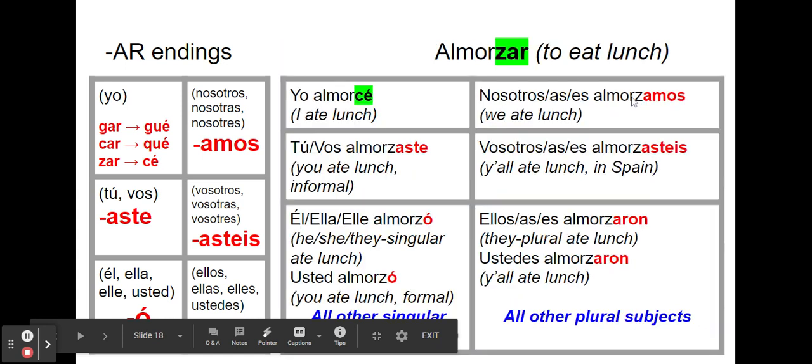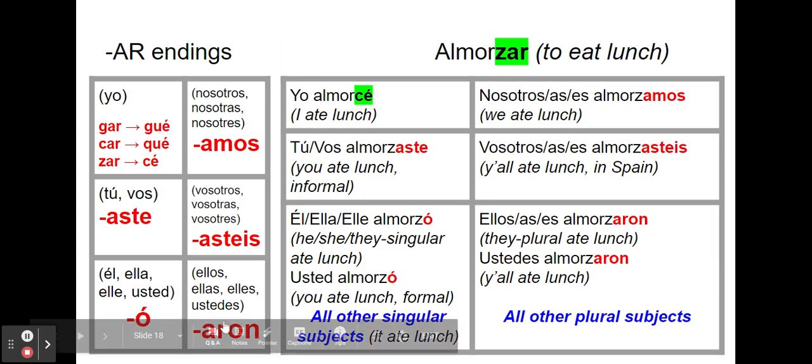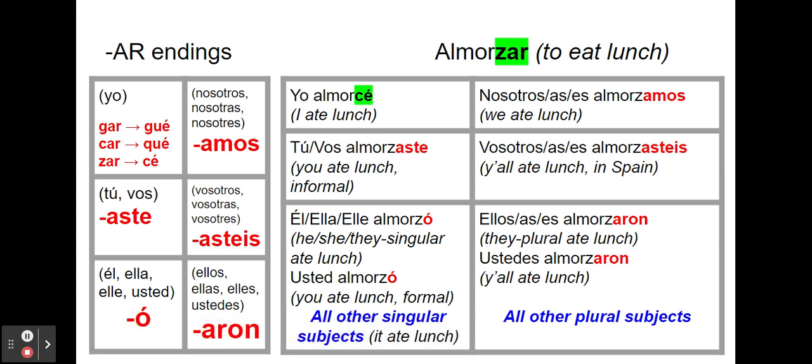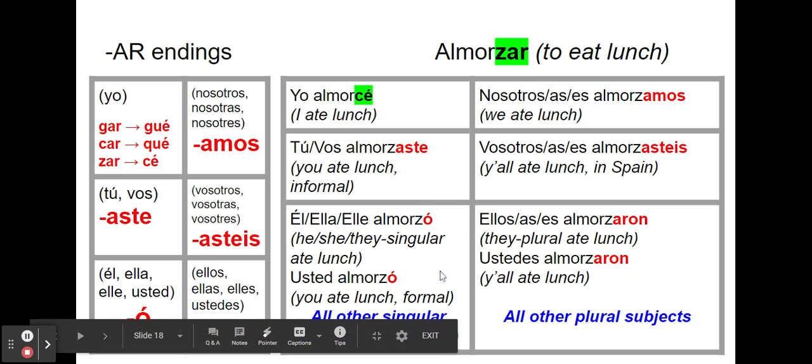It's back. Whoops. So we just add our endings from the left. Tú or vos, you form would be almorzaste. Remember that Z is very soft, sounds more like an S. So almorzaste would be you ate lunch. Almorzar means to eat lunch. So almorzaste would be you ate lunch, past tense. Él, ella, almorzó is he, she, or they singular ate lunch. Usted almorzó, you ate lunch, formal.